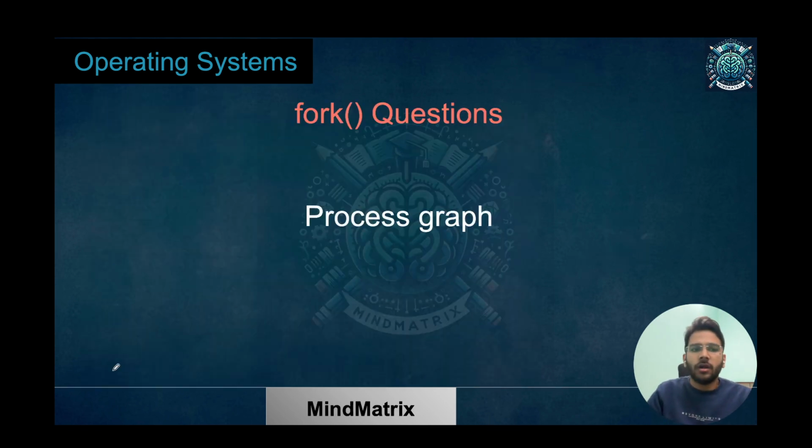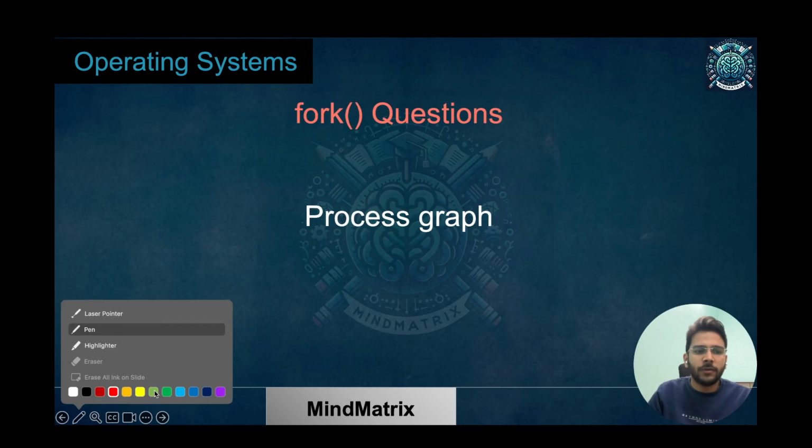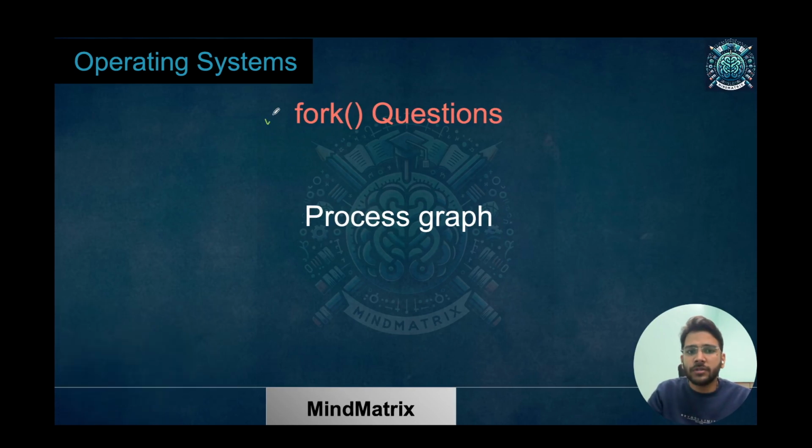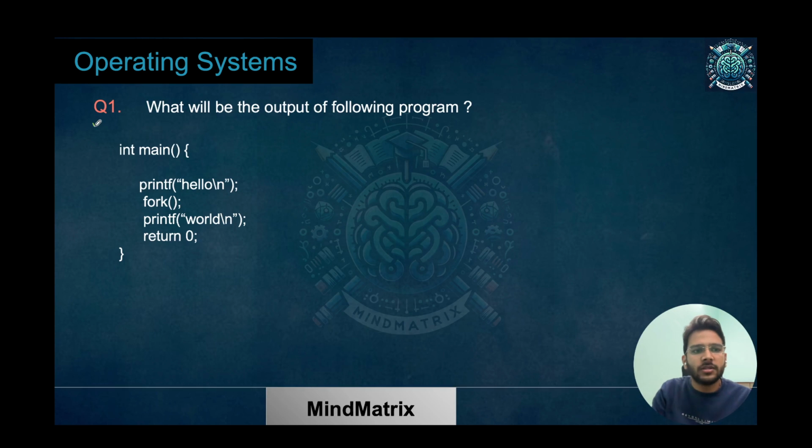Now we are going to solve questions based on the fork system call. If you solve these questions, you will be able to solve any question based on this. This is the first question. What will be the output of the following program? We have int main, printf hello, then we call the fork system call, then printf world and return 0. This is very simple.